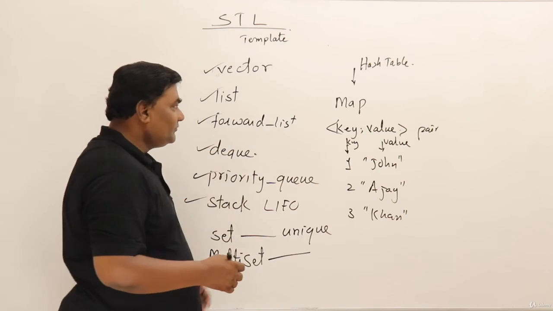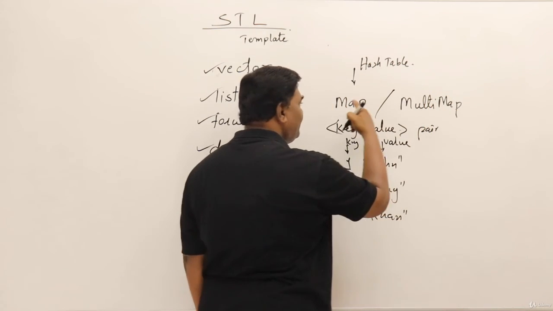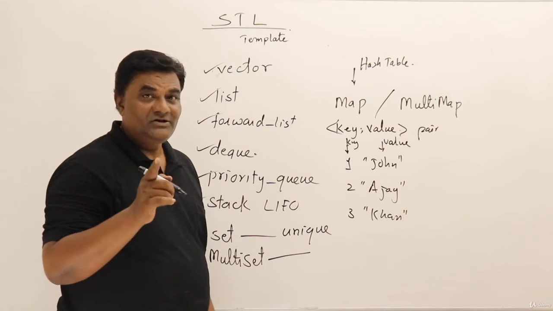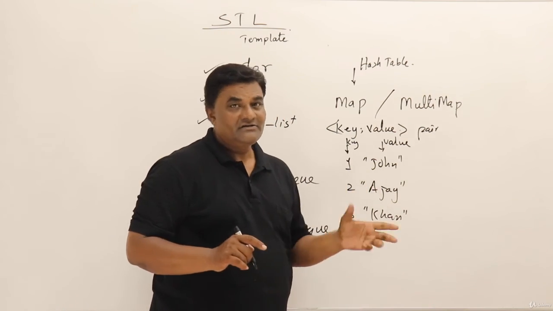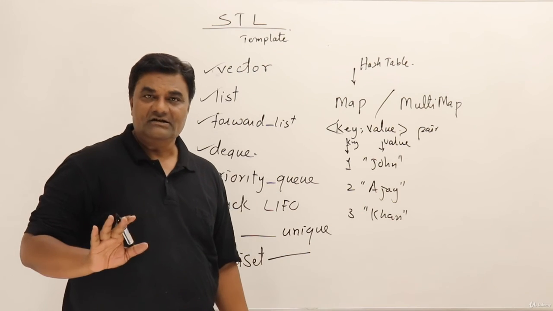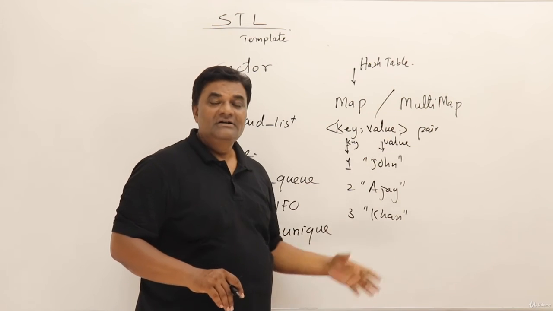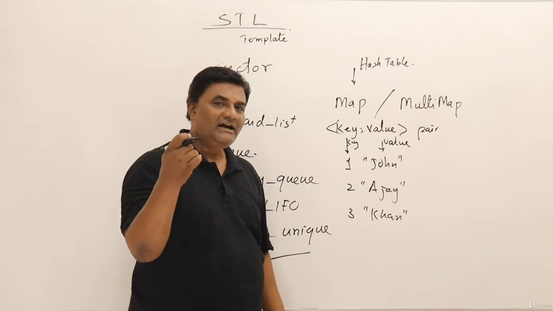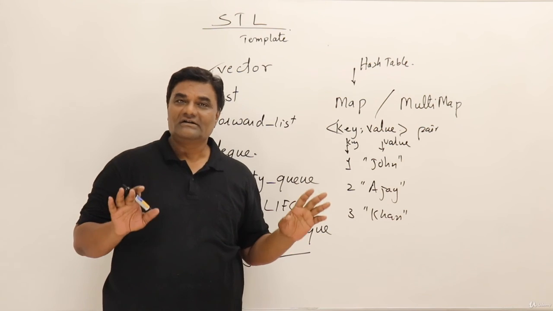Then there is one more, that is multi-map. Now this is the same as map, but keys can be duplicated, but the same key-value pair should not be there. Duplicate keys are allowed, but the value should be different. So that's it, that is multi-map. So this is for hash table. If you have the idea about hash table, you can understand. So I have explained to you about all the containers.